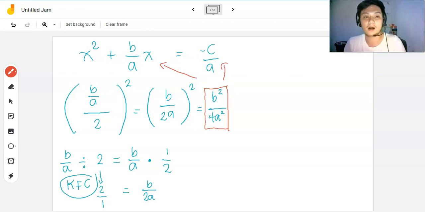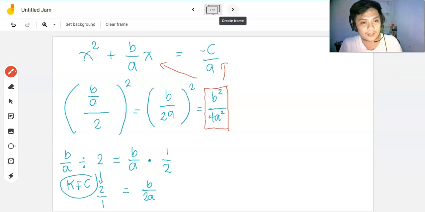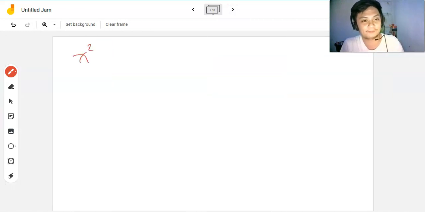para maging perfect square trinomial yung ating left side. Kaya nga siya completing the square, we will have to complete the square. Make the polynomial there on that side a perfect square trinomial. So, gawin natin. So, i-rewrite ko ulit ang equation natin. So, x squared plus b over a of x tapos equals negative c over a.